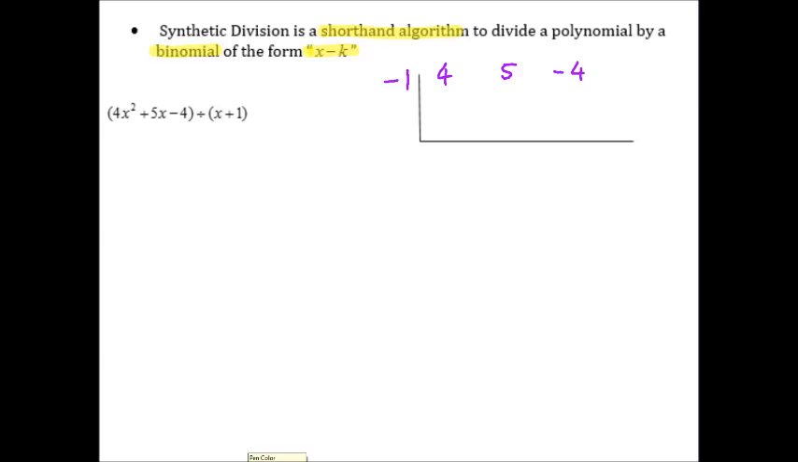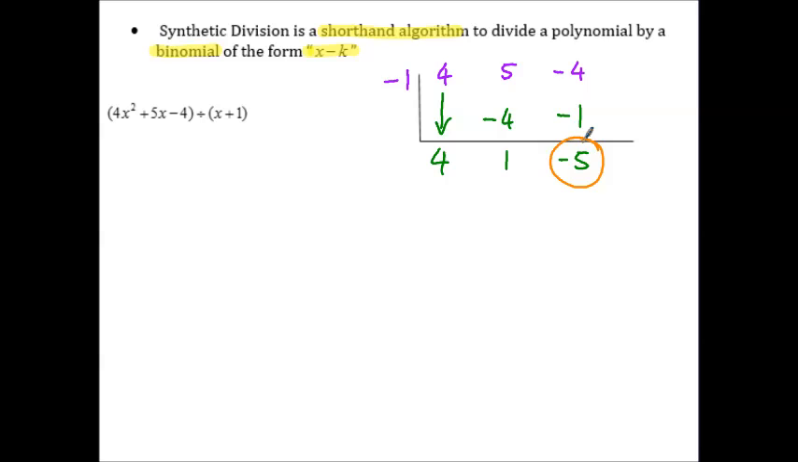And now, this is what we do. The first term, we bring down 4. And then we multiply the negative 1 by the 4. We get negative 4, put it here. Then we add 5 and negative 4 to get 1. Multiply the negative 1 by the 1 to get negative 1. And then we add the negative 4 and the negative 1, and we get negative 5. The negative 5 back here is the same that we've seen before.